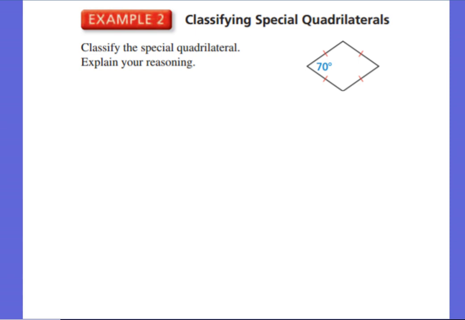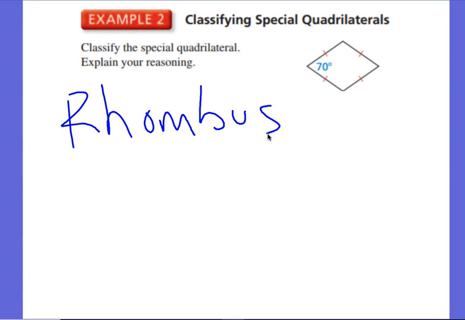Well, I know for sure that this is going to be a rhombus. How do I know that? I know that because it has four congruent sides and is a quadrilateral. By definition, that makes a rhombus, right? I know it's not a square because one of the angles is 70 degrees. And I know that it's not just a plain old parallelogram or a quadrilateral because it does have those four congruent sides. So what else do we know about rhombi?